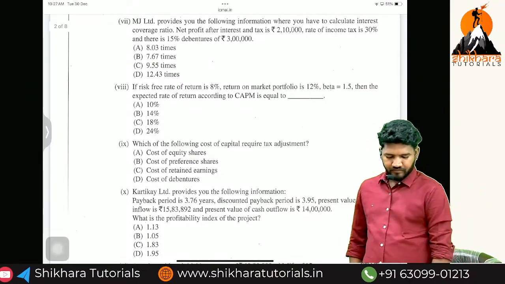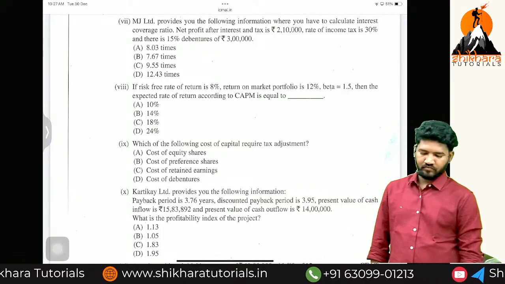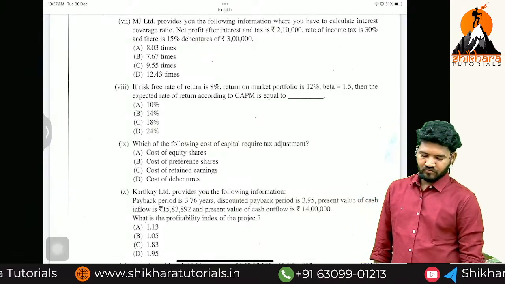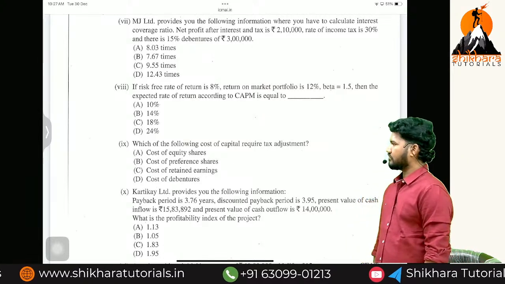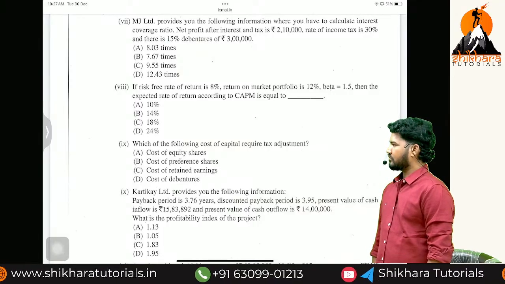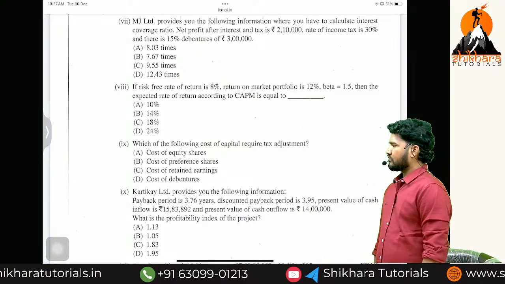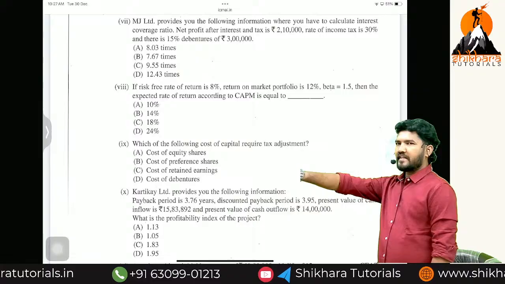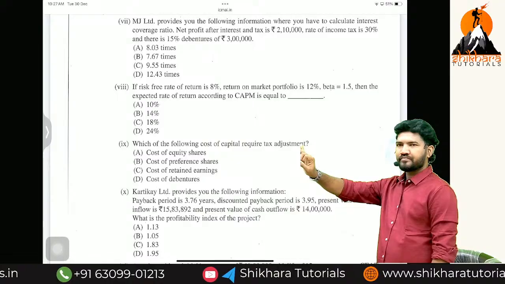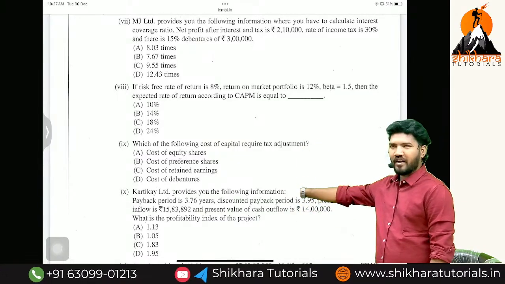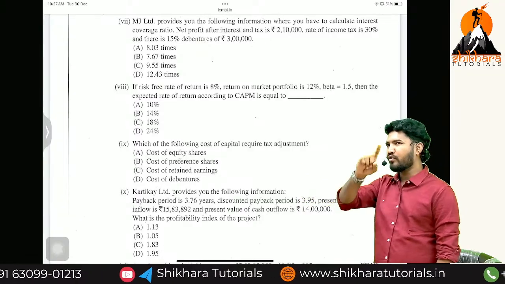MCQ number 11. Oh, sorry, 9. Tax adjustment is there for KR. Tax adjustment is there for preference shares. Tax adjustment is there for debentures also. But they have not provided all of the above. They have not provided B, C, D. Now, out of the four, you have to choose the best option.